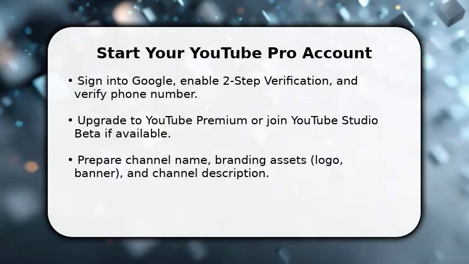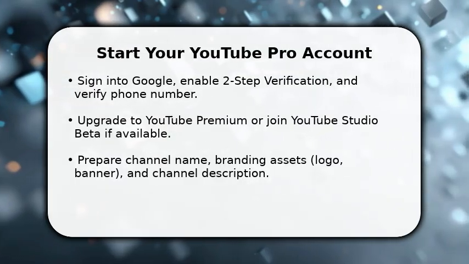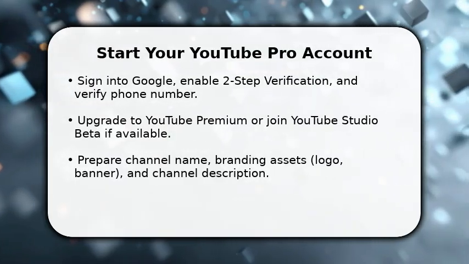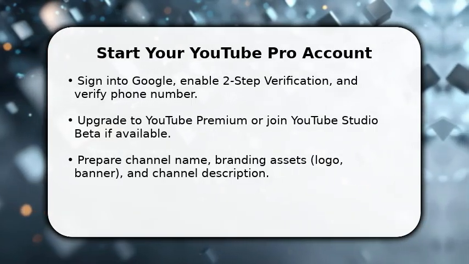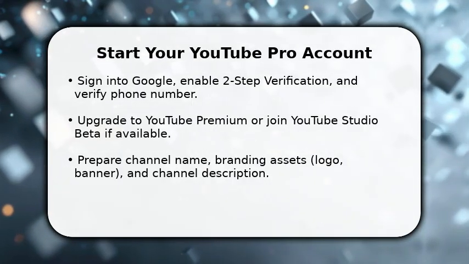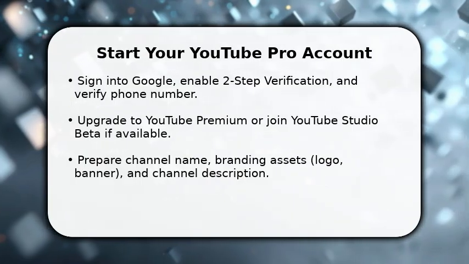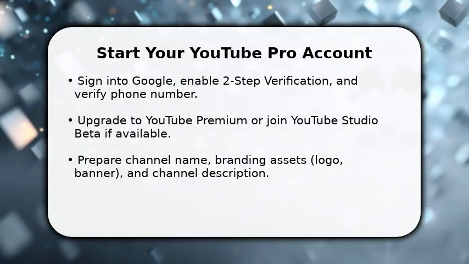You sign in with your Google account and enable two-step verification. This secures your creator access. Once done, switch to YouTube Studio and opt into Pro features like Premium or Studio Beta when offered, because you need the advanced analytics and upload options.